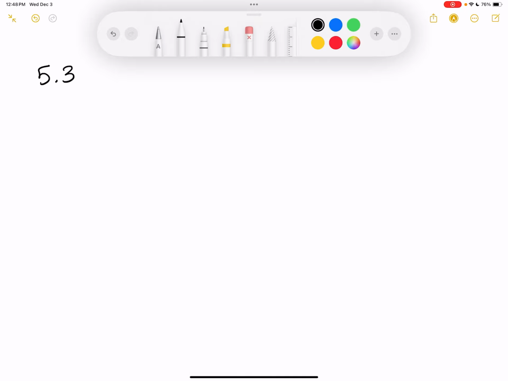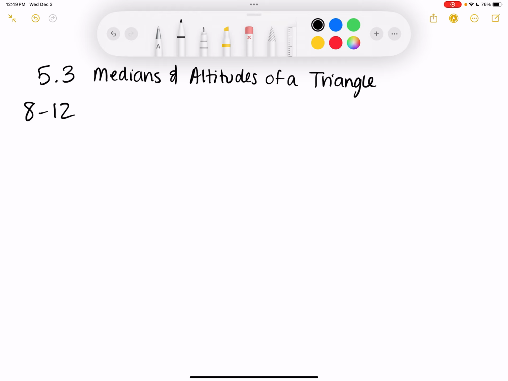All right, 5.3, medians and altitudes of a triangle. All right, so in exercises 8 through 12, we're going to use the figure in the given information. So 8 through 12, they tell us that P is the centroid of triangle DEF.